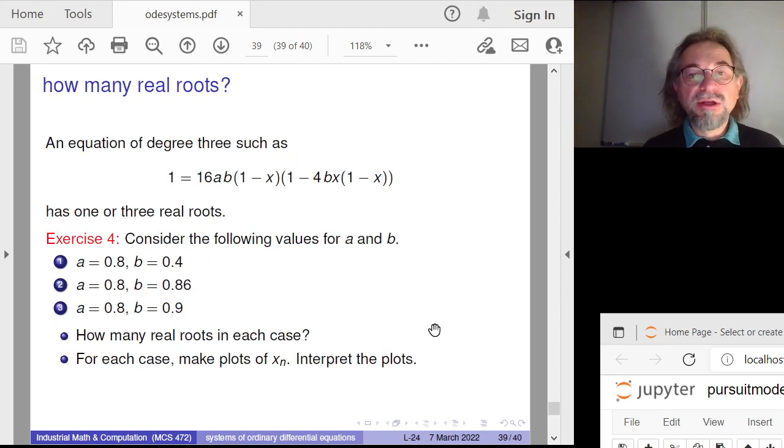Okay, so then the last question is for the parameters here. I have three different values of the parameters. Compute the number of real roots that you have. So one has either one real root, since this is a cubic equation with real coefficients. Either you have one or three real roots. The one root problem is rather boring.